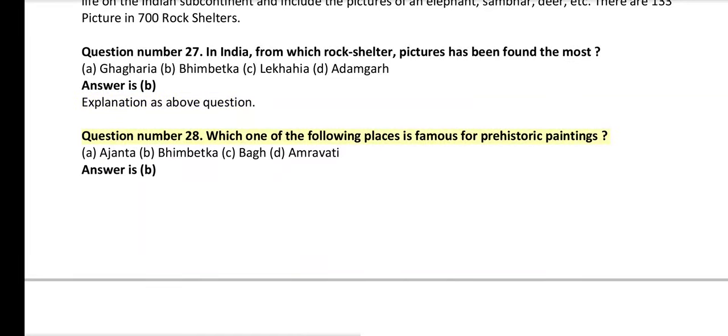Question number 28. Which one of the following places is famous for prehistoric paintings? A. Ajanta. B. Bhimbetka. C. Bagh. D. Amravati. Answer is B.